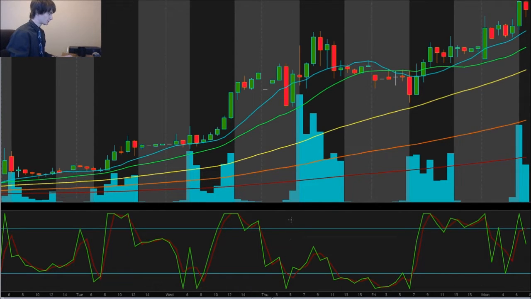And by the way, these green and red lines, these are both moving averages. We have the fast and the slow moving average. So just keep that in mind. But really, you're just going to be using these overbought and oversold areas to really use the RSI.